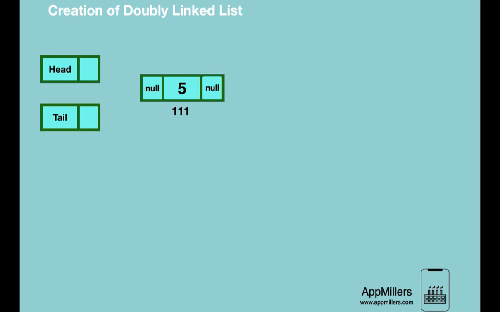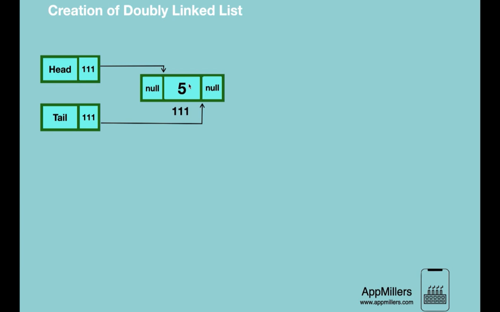So then we need to connect head and tail to this node. We know that the physical address of this node in the memory is 111, so we will set head reference to 111. By setting this to 111, it creates a link between head and this node over here. Then the next step is we need to create a link between tail and this node. Once again, we will update tail reference with the physical location of this node, which is 111. So by updating tail, we are creating a connection between tail and this node over here.